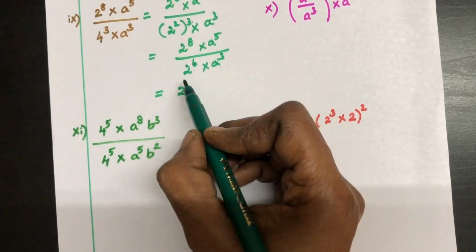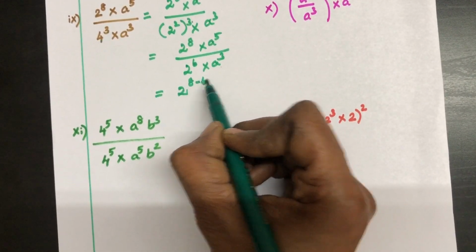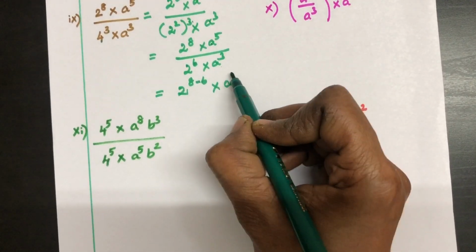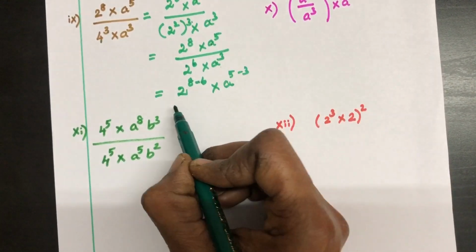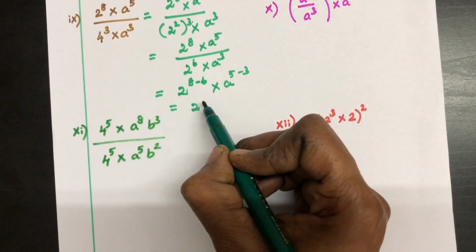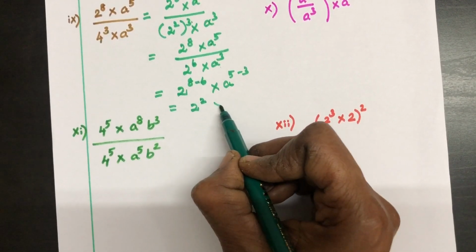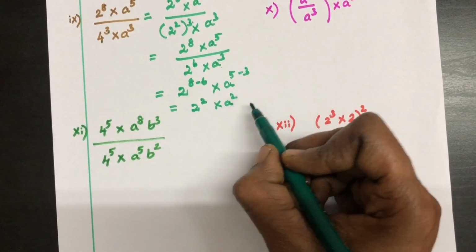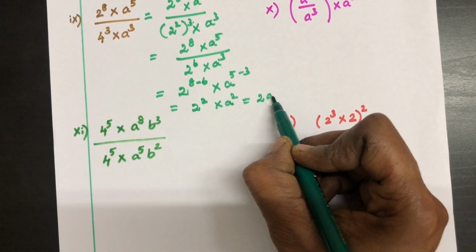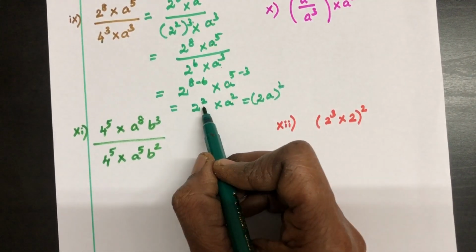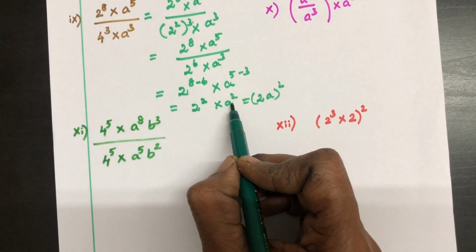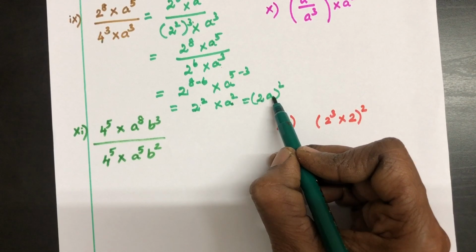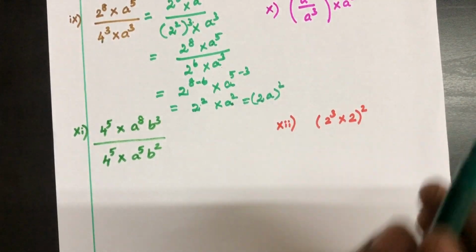Division, same base. So we can subtract the powers. What is the value? 2 power 2 into a power 2, 2 square, a square, which is equal to 2a the whole square. The formula is there, no? If the bases are different and the powers are equal, we can take the base as a product and keep the same power.